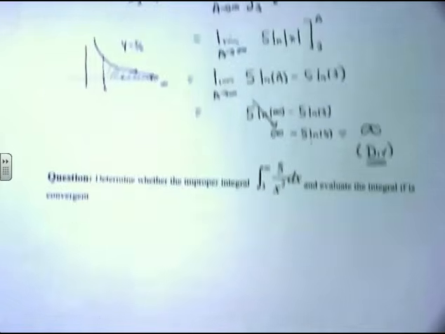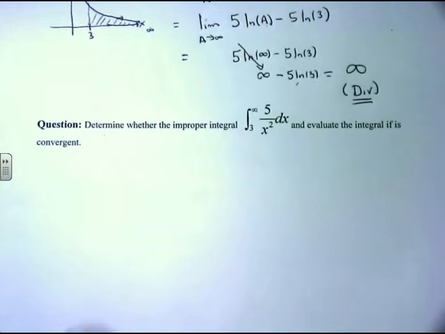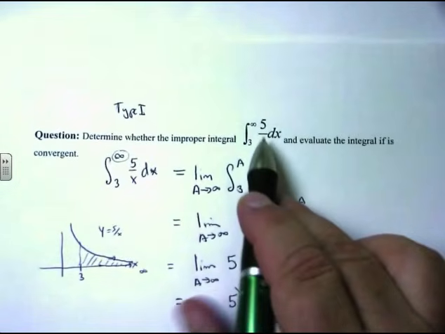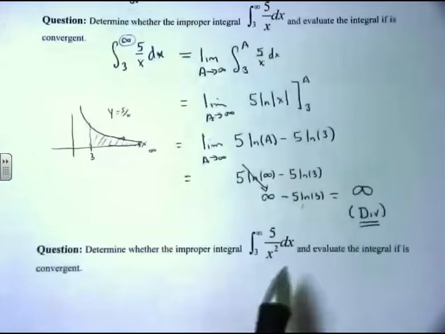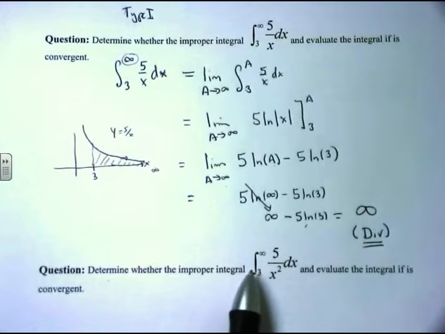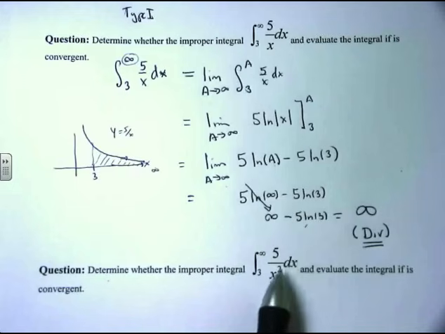So let's take a look at this particular problem. You'll notice that I just changed one little bit of this one. This problem up here was the integral from 3 to infinity of 5 over x dx. However, the problem of this one is the integral from 3 to infinity of 5 over x squared. By putting that little power on there, does it actually change my problem? Well, let's take a look.